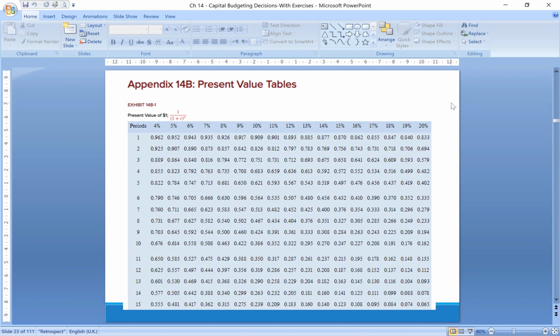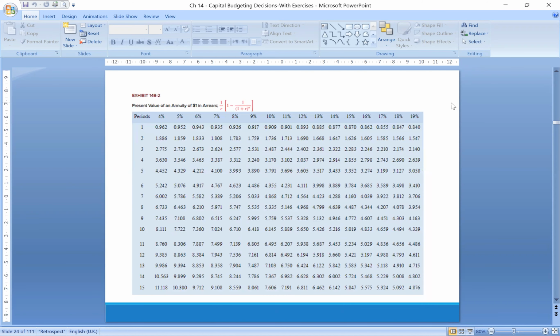What does 0.621 mean? It means that $1,000 after 5 years, at a 10% market rate, equals $621 today. This is the meaning of the present value tables and the present value amount. $1,000 after 5 years, at a 10% market rate, is equal today to $621. This is the present value of one amount.